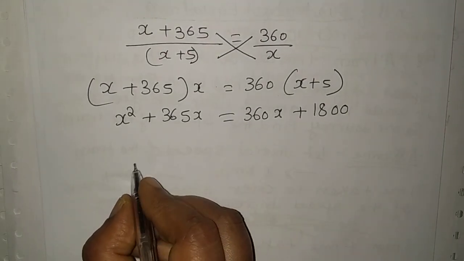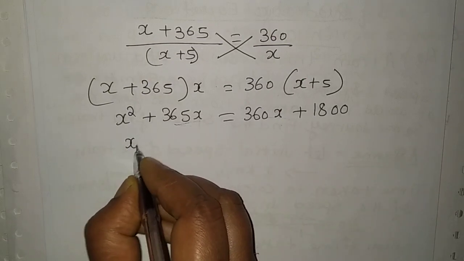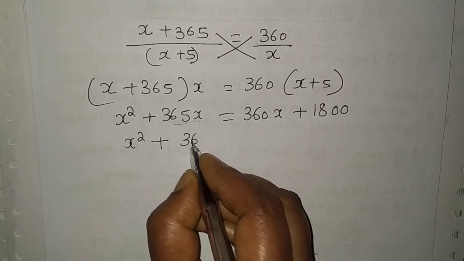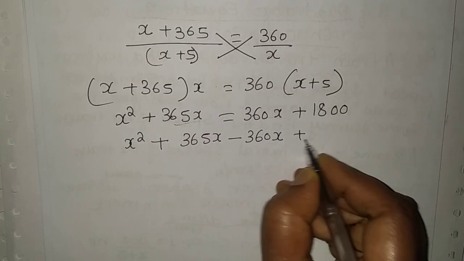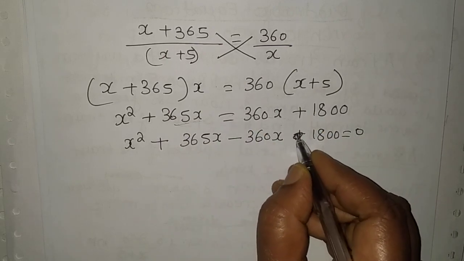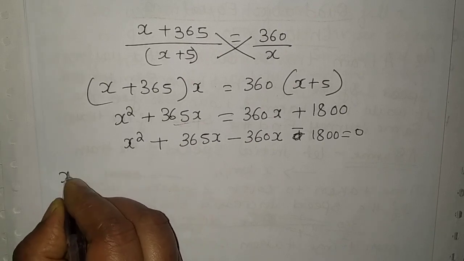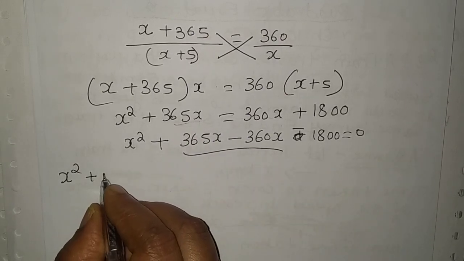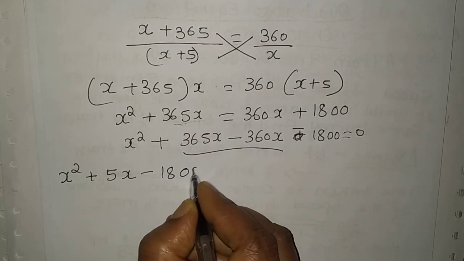After this, write it in the expression form. So x square, bring all this to this side, these two: 365x minus 360x plus 1800 is equal to 0. Bringing this to the other side means this is also minus. So next is x square, simplify these two: 365 minus 360 is equal to 5x minus 1800 is equal to 0.